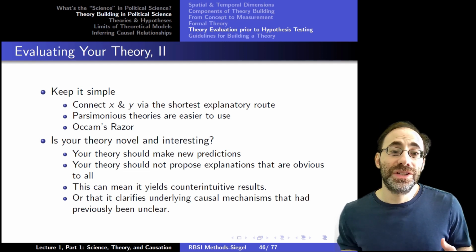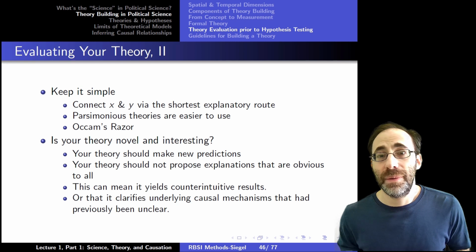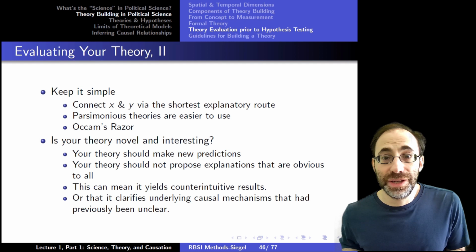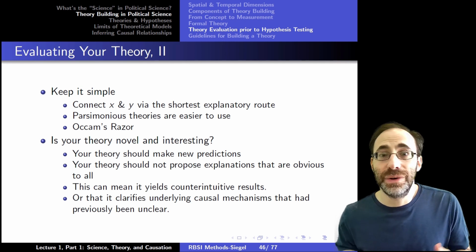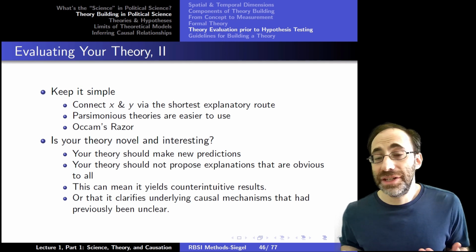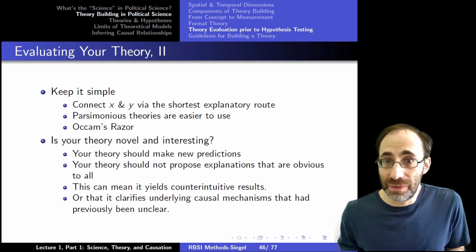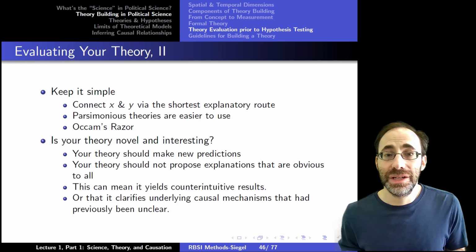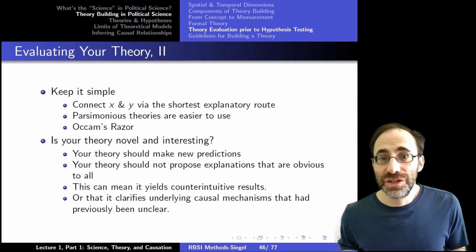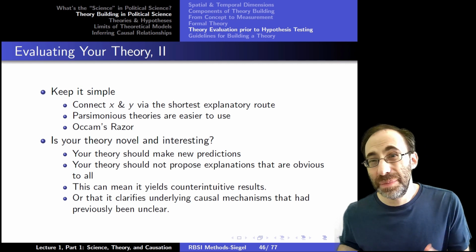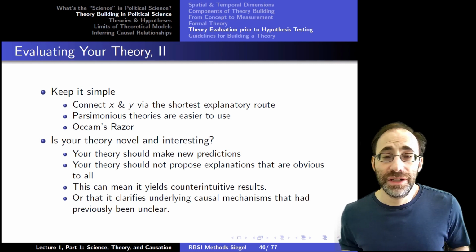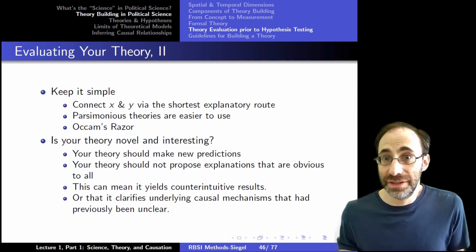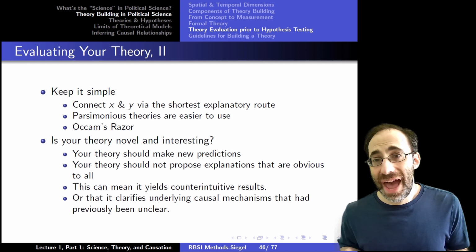Similarly, we often want theories to be novel and interesting, by which we mean these theories make new predictions, and they don't produce predictions or explanations that are obvious to everyone already. That's important, mostly because we don't want to reinvent the wheel, right? We don't want to do the same things that have been done already over and over again. We want to create new theories, or at least new angles on theories that let us understand new things. In practice, that often means that theories yield counterintuitive results, so results that go counter to our intuition that are surprising to us. But it doesn't have to.